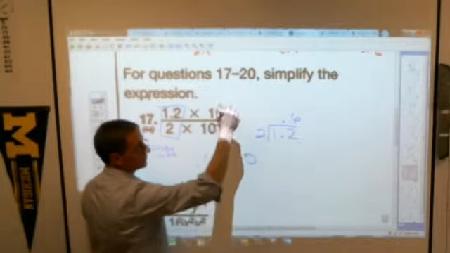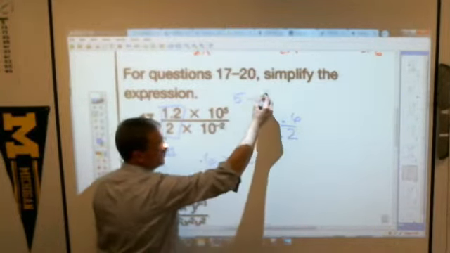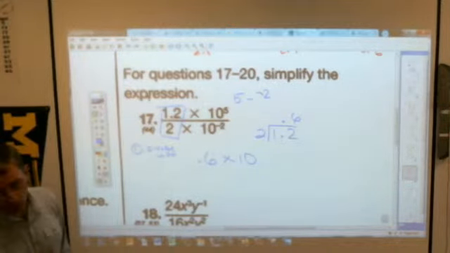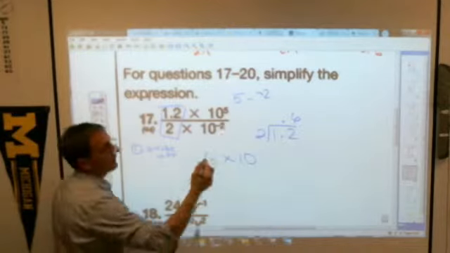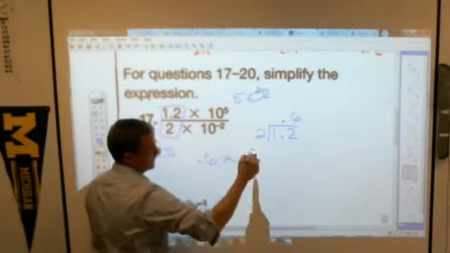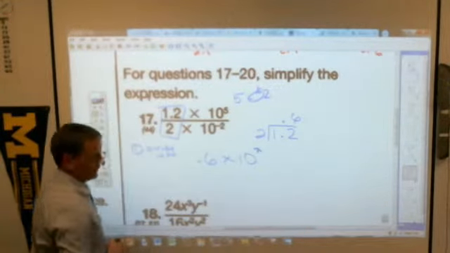The actual problem would look like this. I am taking a -2 away from a +5. And when you subtract a -2, that actually is adding, because two negatives next to each other make it plus. So you end up with times 10 to the 7th. To which you're going to say, well, that wasn't the answer.